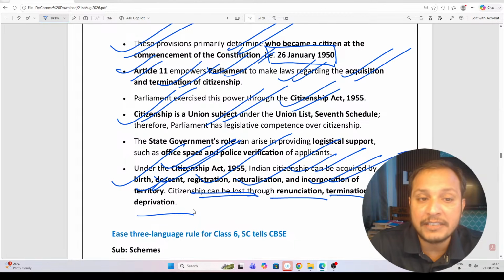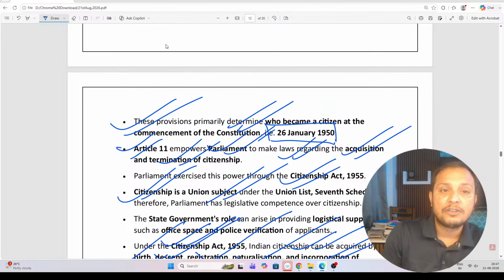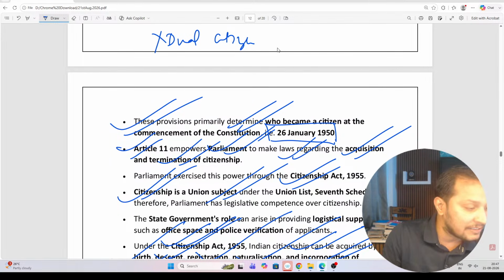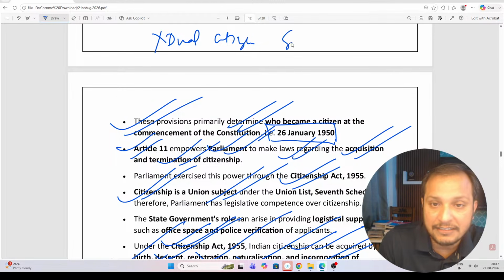Guys, you should remember one thing. Write down. In India, we do not have dual citizenship. We have single citizenship.